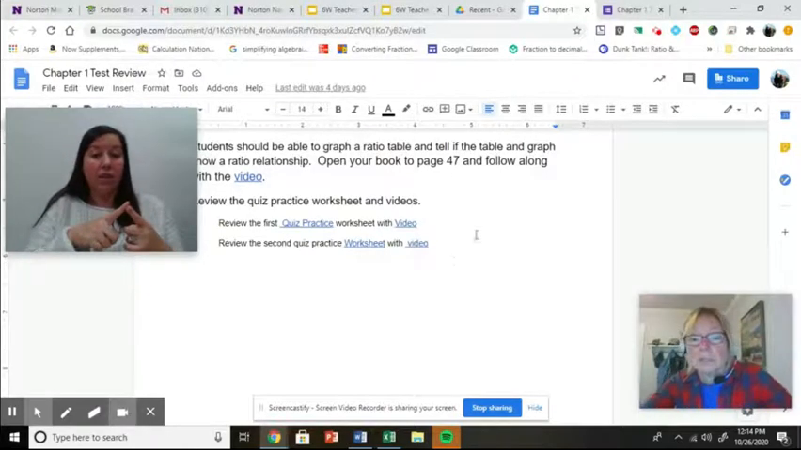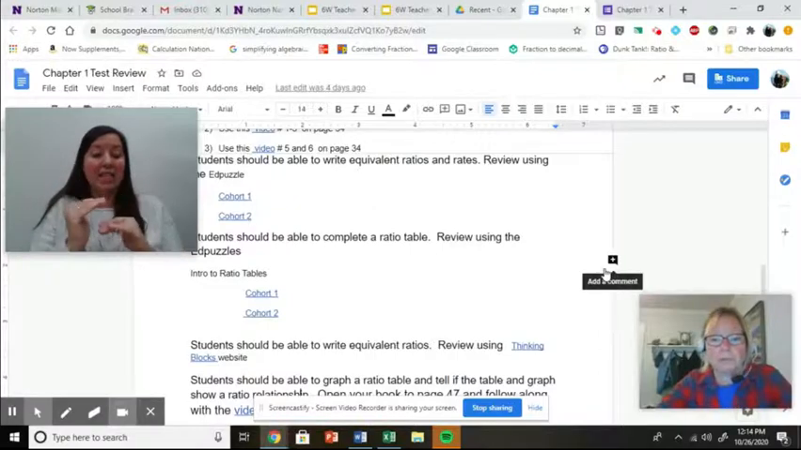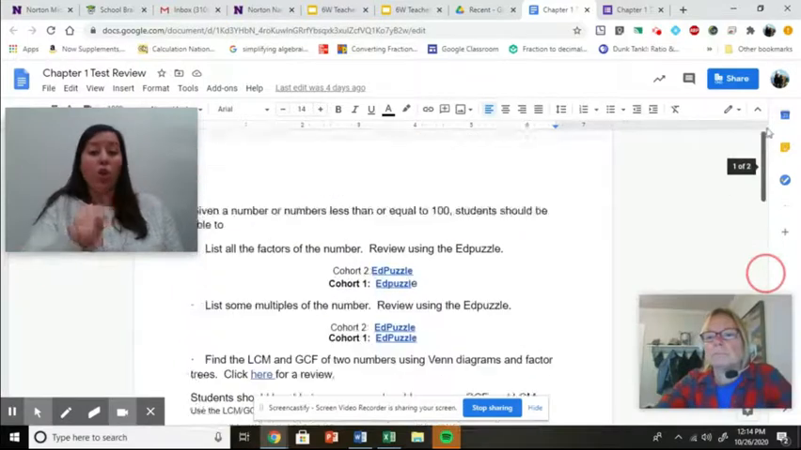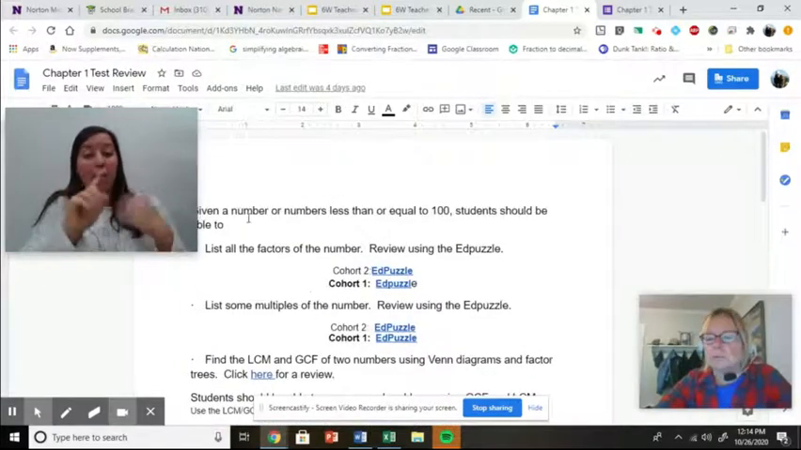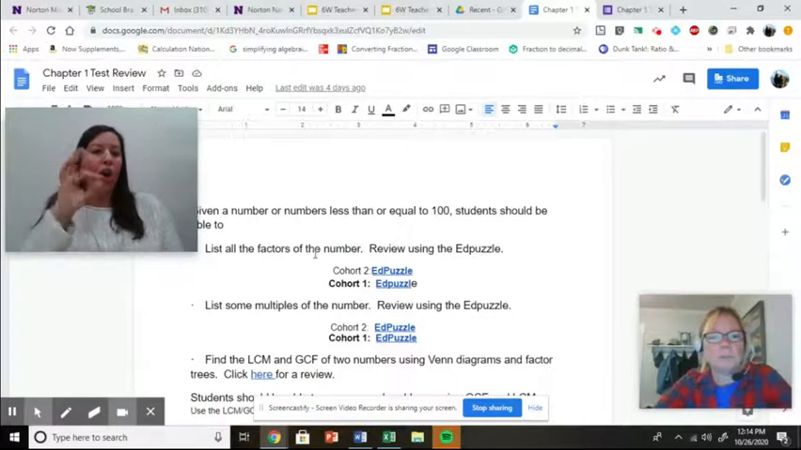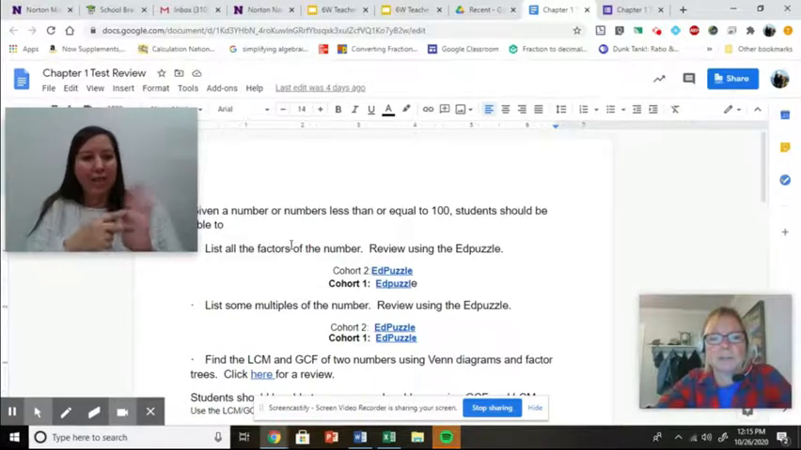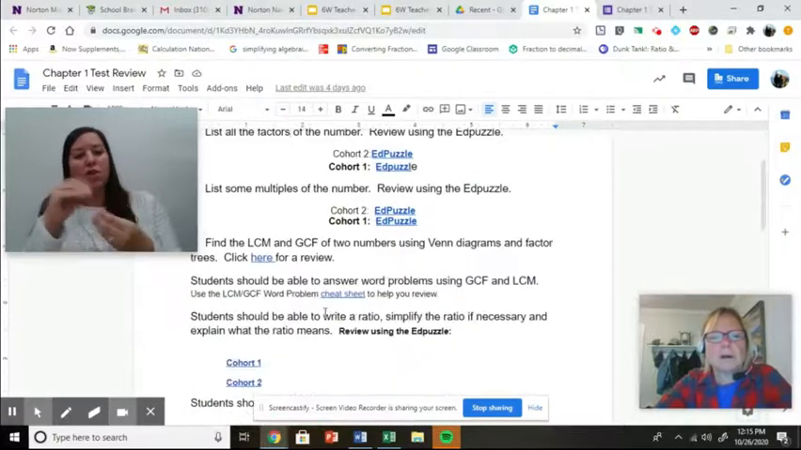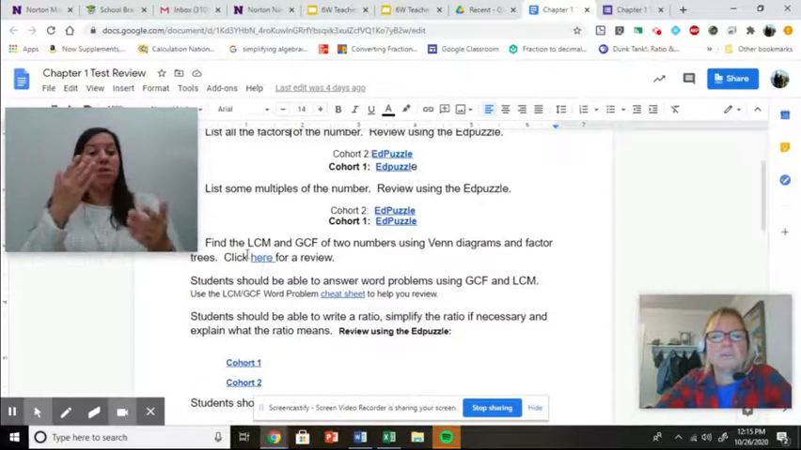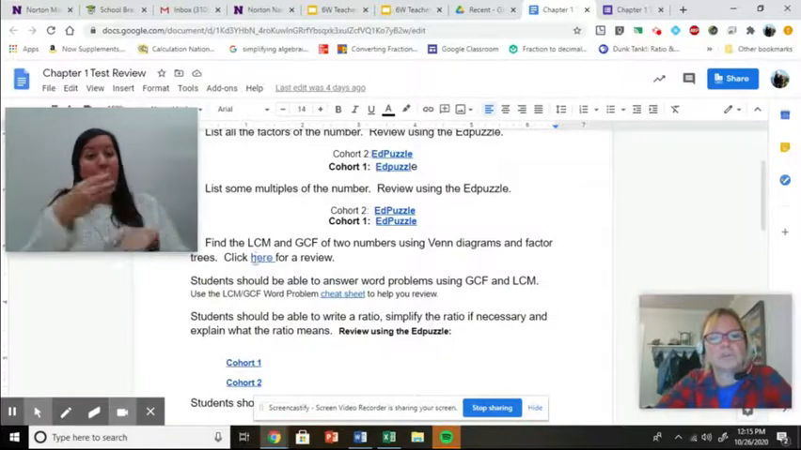So your task today is to choose at least 4 of these to do. You may be looking at this list and thinking, oh, factors, I'm good with that. I know that factors are the numbers I multiply to get another number. I don't need to review that one. But maybe you want to review the Venn diagrams and the factor trees, so you would choose this one.